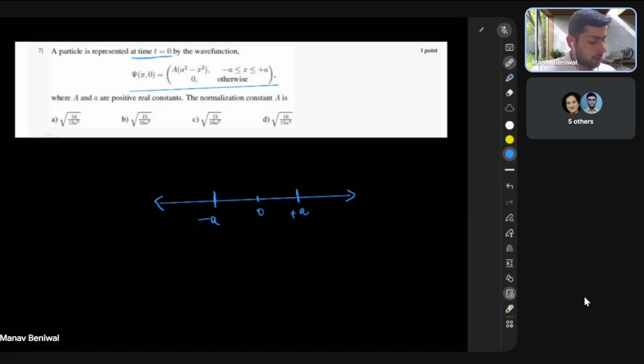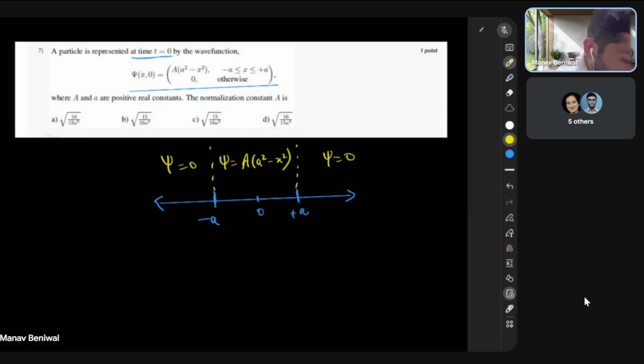Inside of this region, our wave function psi is A times (a squared minus x squared), and outside of this region our wave function is 0, both here and here. They are saying that both capital A and small a are positive real constants, and what they are asking is the normalization constant A in terms of small a. So we have to find out this A.